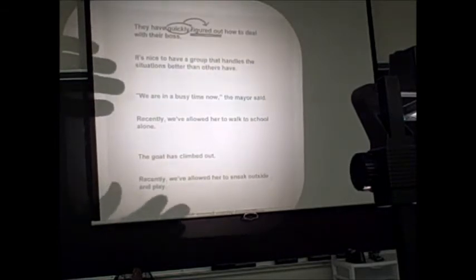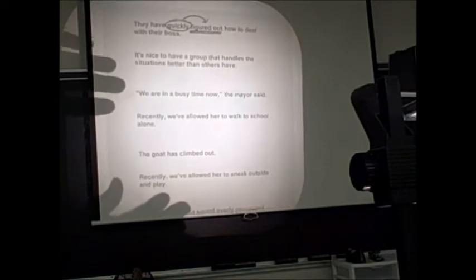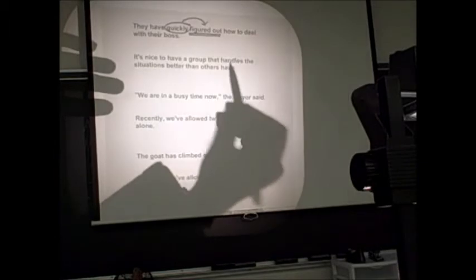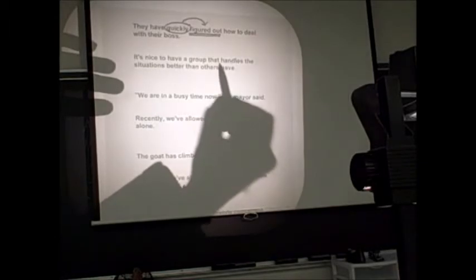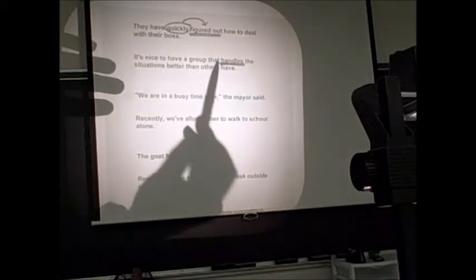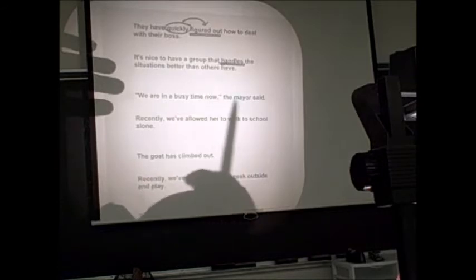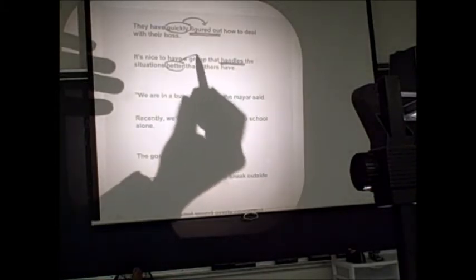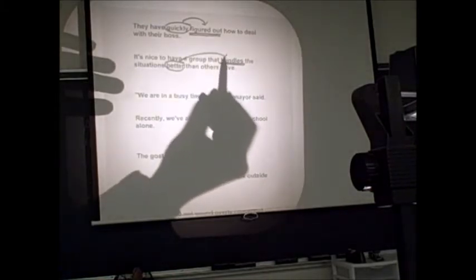Okay, the next one will also have an adverb that answers the question how. It's nice to have a group that handles the situations better than others have. Okay, handles is a verb. What tells how this group handles? Well, better does. In this case, this adverb again modifies the verb.